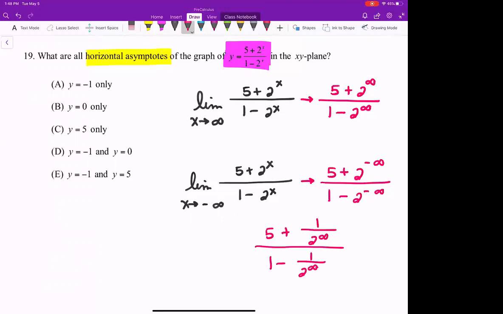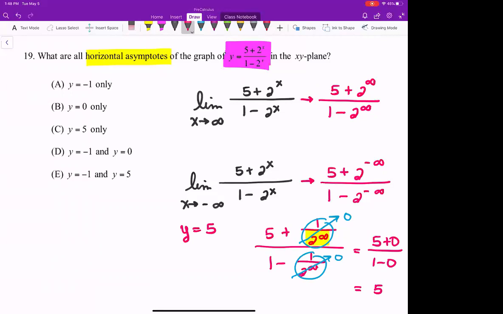And now, if this is really like 1 over 2 to the infinity, that's like 1 over a very, very big number, because that's 2 times 2 times 2 times 2, an infinite number of times. That means that this is really heading to 0, and same thing, this is really heading to 0. So really, my limit here is heading to 5 plus 0 over 1 minus 0, which means that I have a horizontal asymptote of y equals 5 as I let x go to negative infinity. That's the left-hand side of my graph.